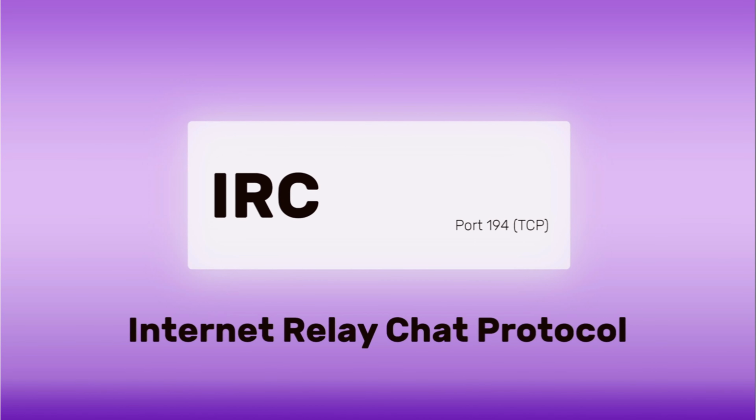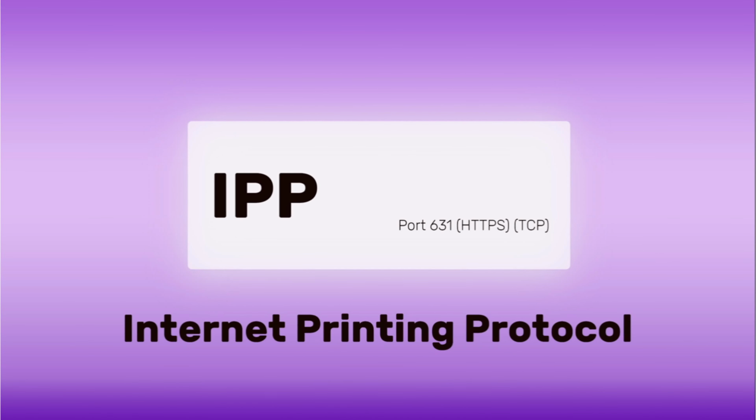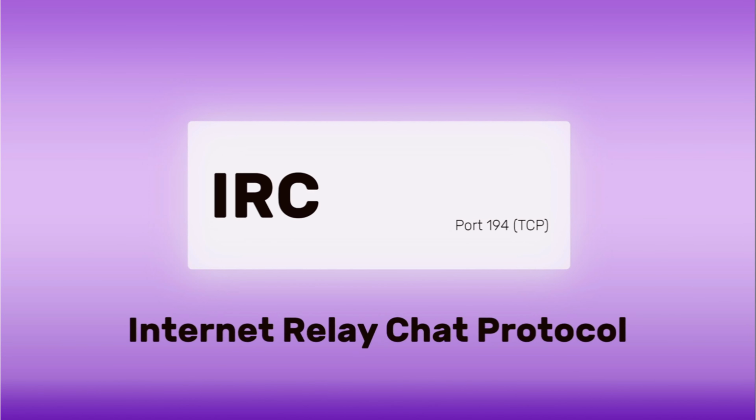So the next protocol here we have IRC, which stands for Internet Relay Chat Protocol. It uses port 194 with TCP. We use that for group chatting. This protocol is also one of the protocols that operate on the application layer of the OSI model.